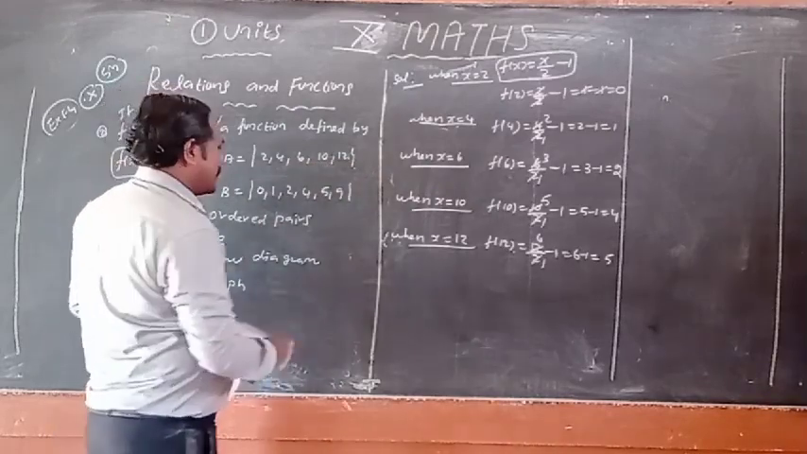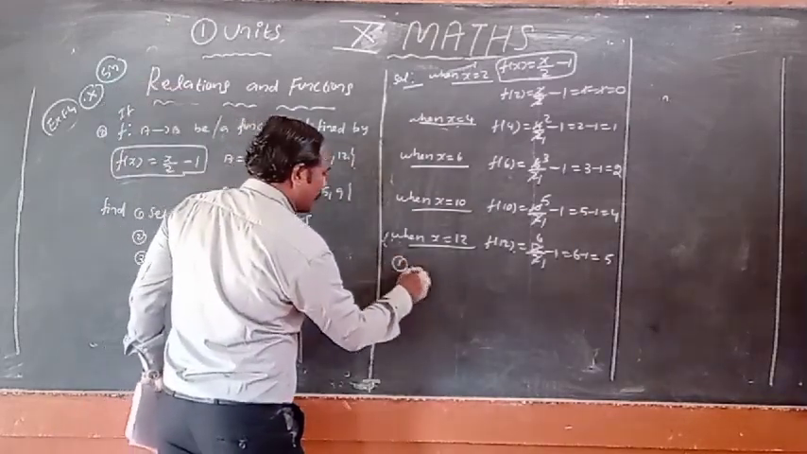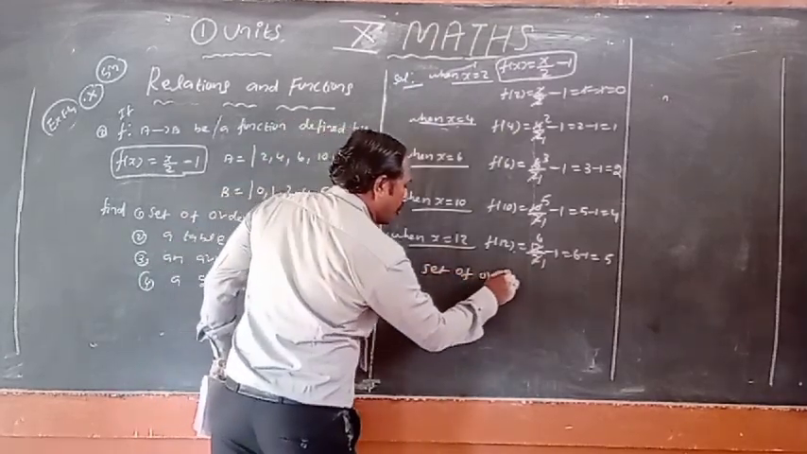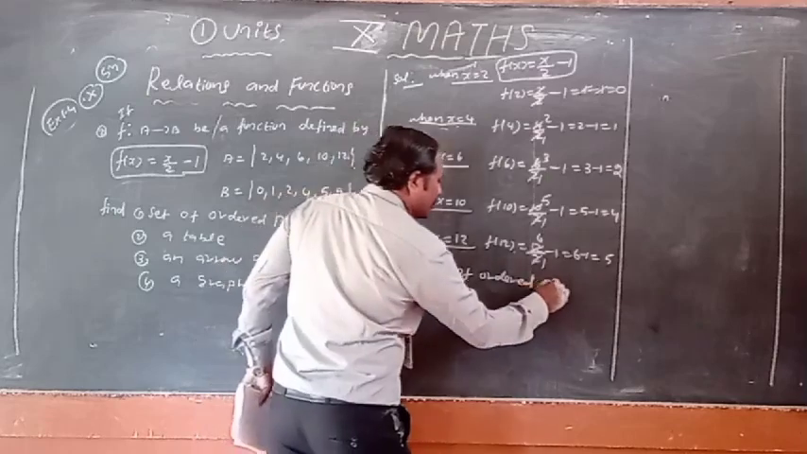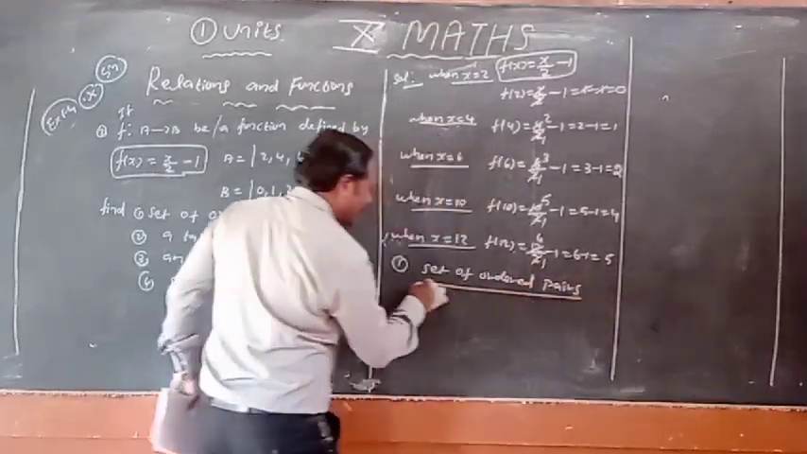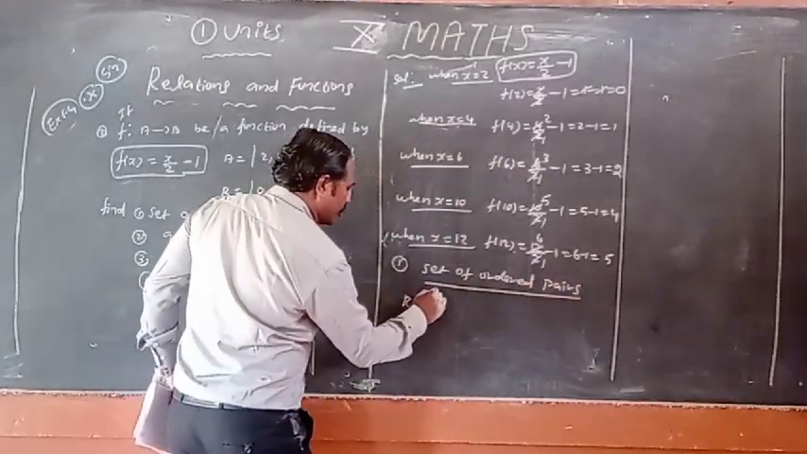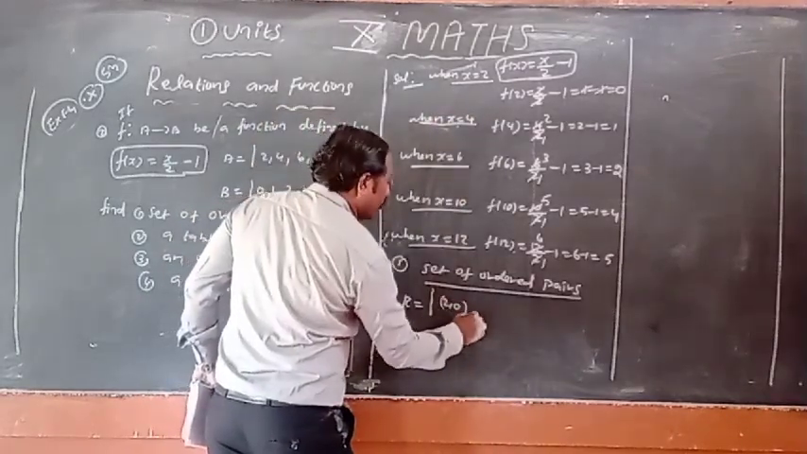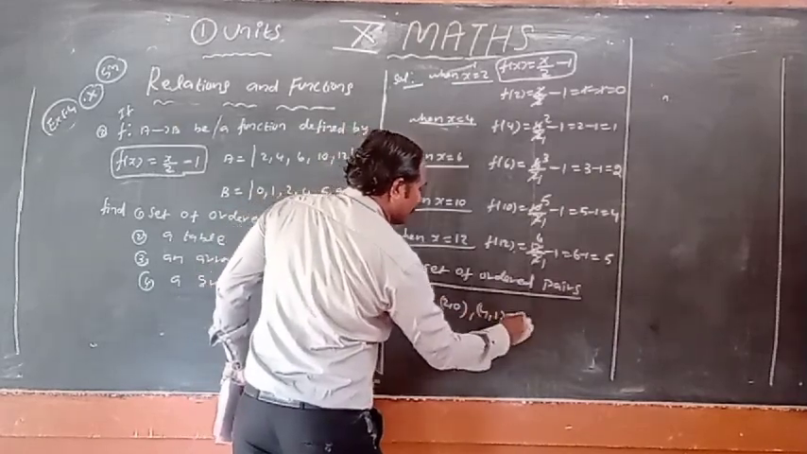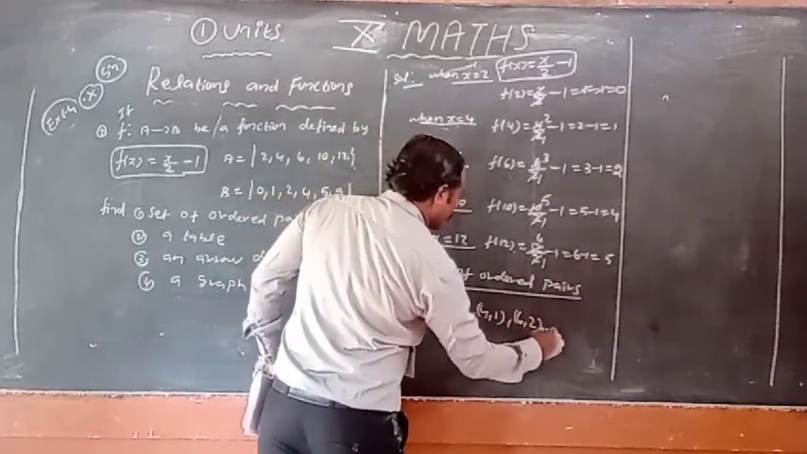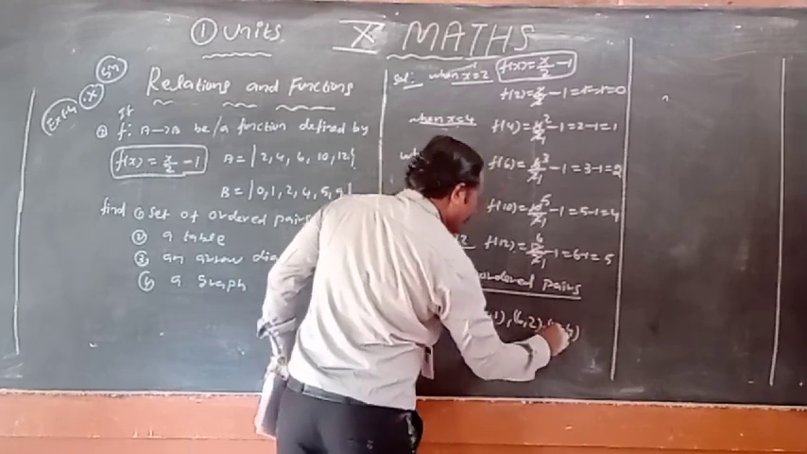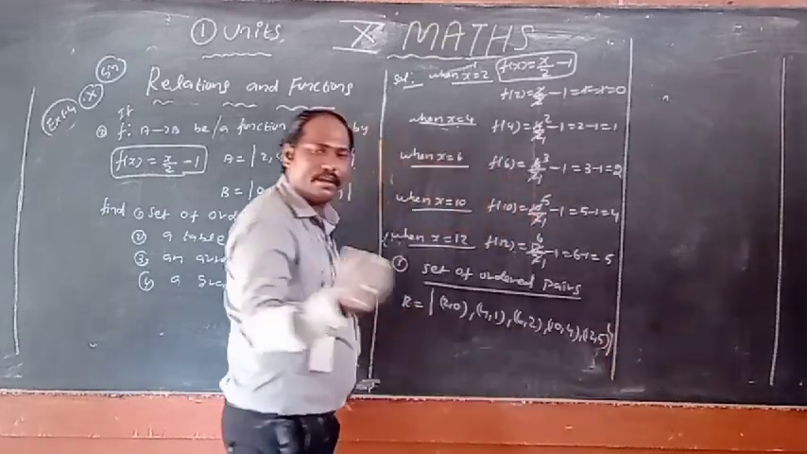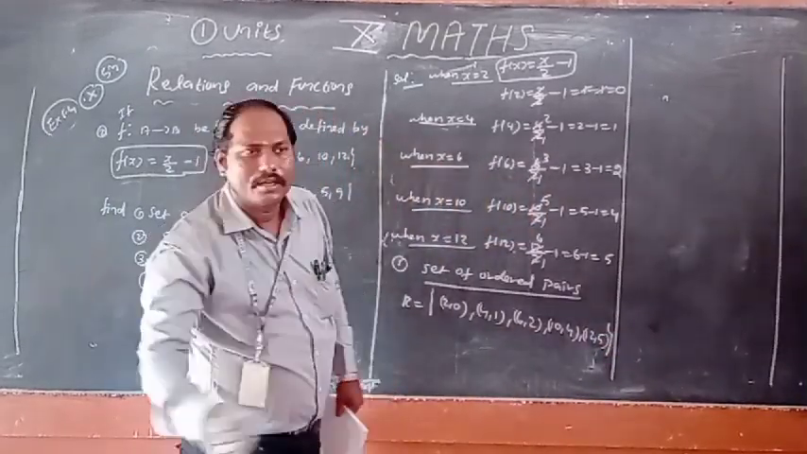What about the first one? Set of ordered pairs. So that is R equal to, if you substitute 2, what is the value? 0. 4 means 1. 6 means 2. 10 means 4. 12 means 5. Any doubt? Anybody say?